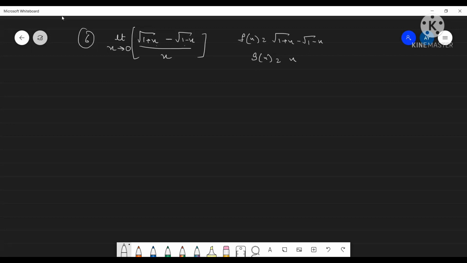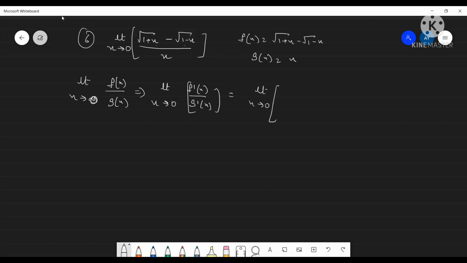So what do you have to do? You have to differentiate. Limit x tends to 0, f of x by g of x becomes f dash of x by g dash of x. So it will be 1 by 2 root(1 + x) minus 1 by 2 root(1 − x) into minus 1, by 1.